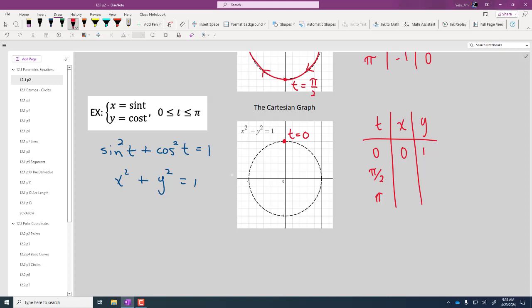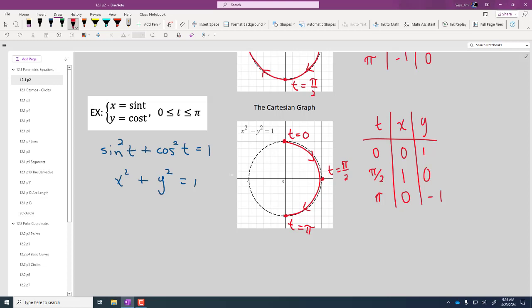Plug in pi over 2. Sine of pi over 2 is 1. Cosine of pi over 2 is 0. So then we're at 1 comma 0. That's where we are at pi over 2. It certainly feels like we're going to be down below at the South Pole when t is pi. Let's check. Sine of pi is 0. Cosine of pi is negative 1. So sure enough, we are down here when t is pi, and our parametric curve is the right half, and our orientation is clockwise.